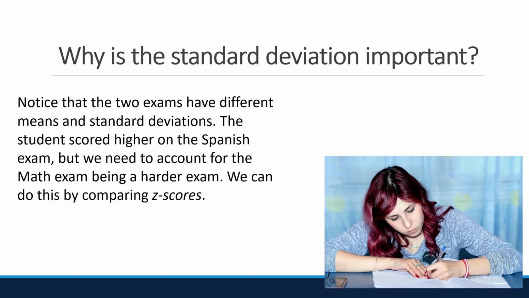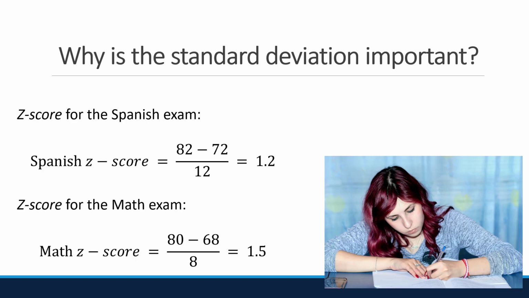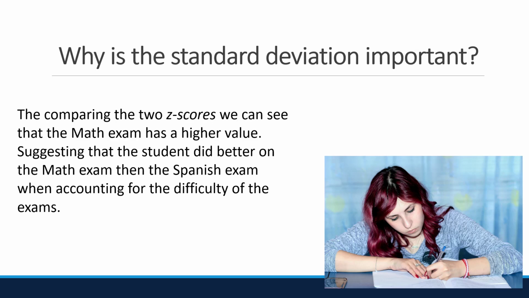Notice that the two exams have different means and standard deviations. The student scored higher on the Spanish exam, but we need to account for the math exam being a harder exam. We can do this by comparing z-scores. The z-score for the Spanish exam is calculated as follows and equals 1.2, whereas the z-score for the math exam is calculated as follows and equals 1.5. Comparing the two z-scores, we can see that the math exam has a higher value, suggesting that the student did better on the math exam than the Spanish exam when accounting for the difficulty of the exams.